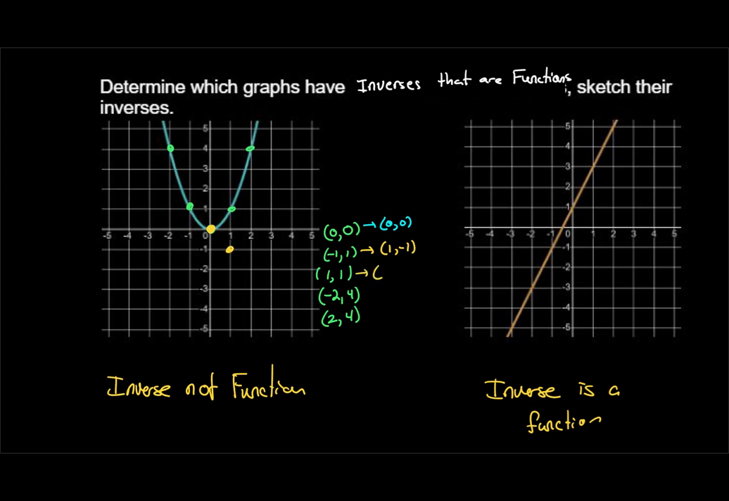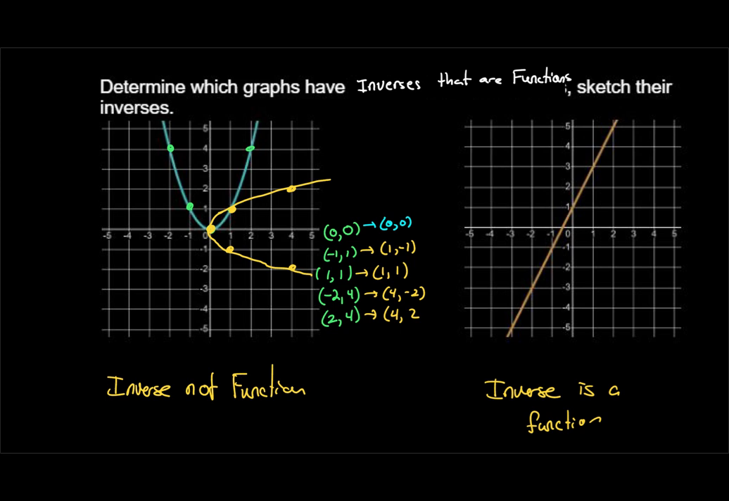(1, 1) is going to stay (1, 1). (-2, 4) is going to become (4, -2). And then lastly, (2, 4) is going to become (4, 2). With this, we have enough information to draw it nicely. And there we go.